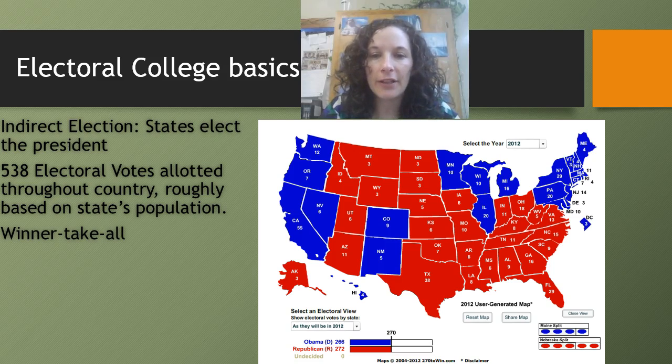And if in an election in the state of Texas more people vote Republican, okay, so maybe 51% vote Republican, 49% vote Democrat, well then, according to the winner-take-all system, the Republicans won Texas, and they're going to get all 38 electoral votes.